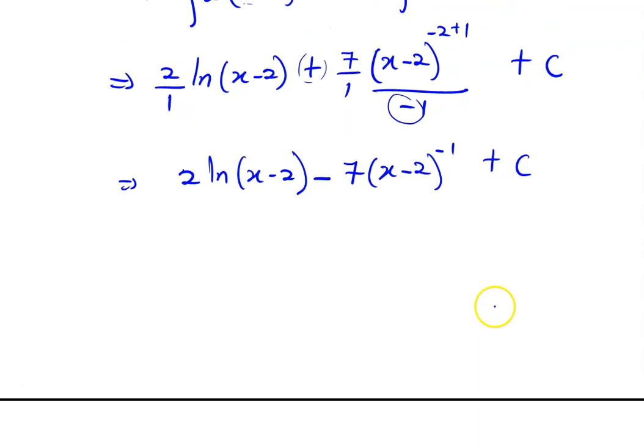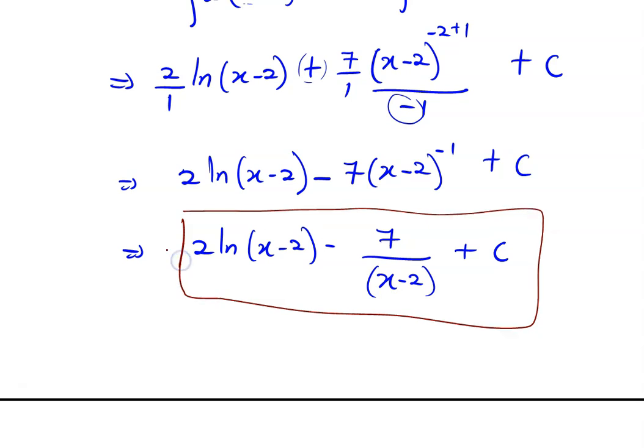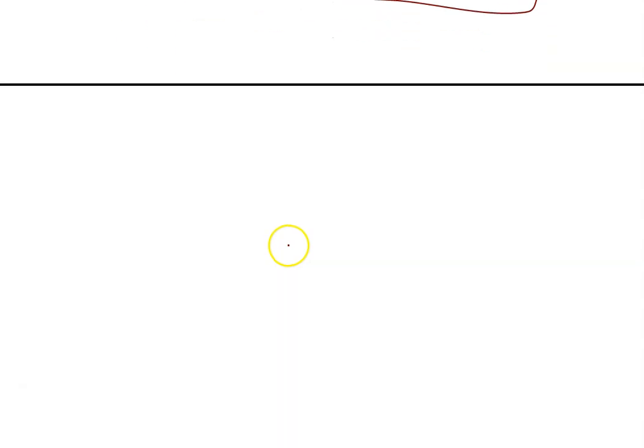We can further simplify this, and this one is going to give us 2 then (x minus 2) minus 7, all divided by (x minus 2), right, plus c. And this gives the final answer. Are you okay? Yes, this is the final answer for our integration. So once you are done with the partial fraction, you just proceed, then you move on. Let's solve the next question. We are going to solve about 3 questions. Then we'll call it a day.